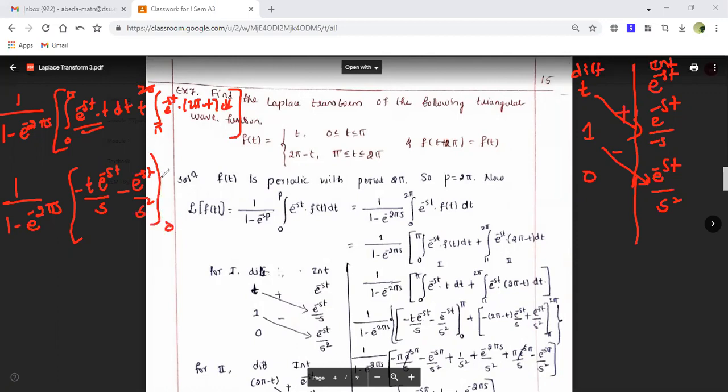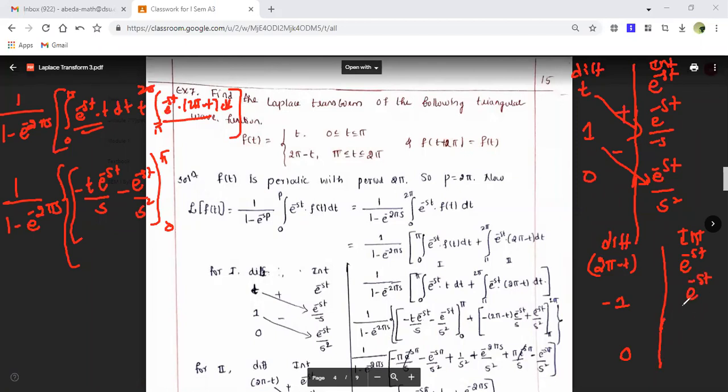So this is from 0 to pi. So big bracket you can make it. Similarly for this integral, for differentiation I'll take this 2 pi minus t, and this e to the power minus st for the integration. So again differentiate this. This is minus 1, because 2 pi differentiation is 0, it is just minus 1. Again differentiation, it is 0.